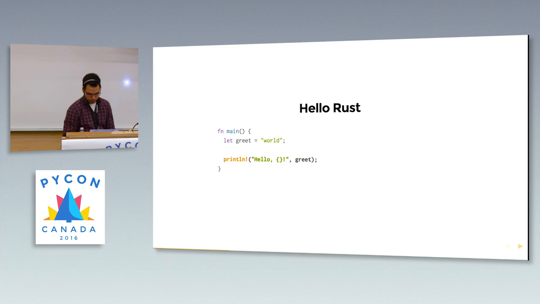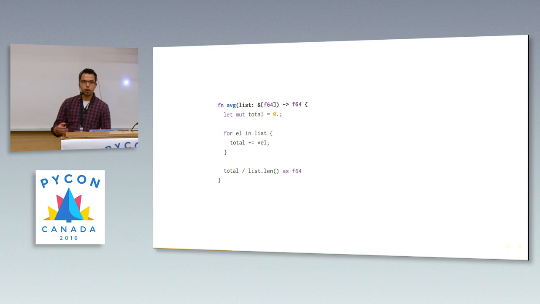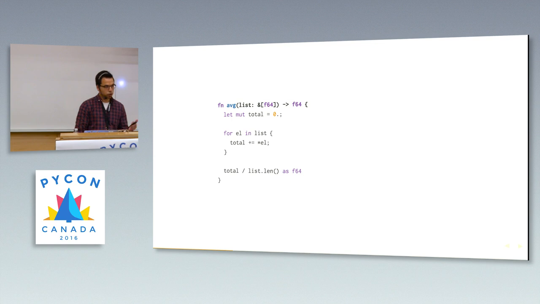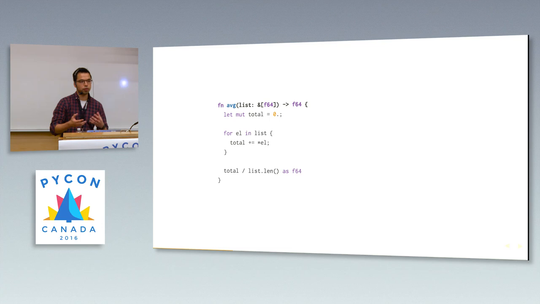So here's a more complex example. This is a function which returns the average of a list of 64-bit floating point values. And here we're putting the types explicitly on the function. The reason is that Rust isn't able to infer, or won't infer, types across function call boundaries. So for functions, these are required.